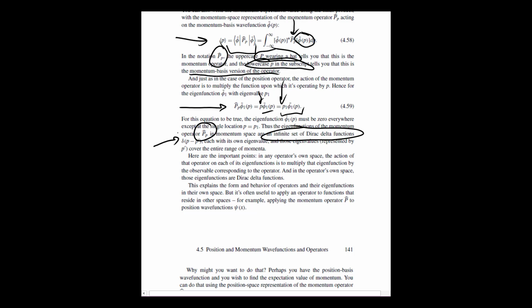And this is a general result. In any operator's own space, since the operator must act on its eigenfunctions by multiplying that eigenfunction by the observable corresponding to the operator, those eigenfunctions must be Dirac delta functions in the space of the operator. So in position space, the eigenfunctions of the position operator are delta functions, and in momentum space, the eigenfunctions of the momentum operator are delta functions.